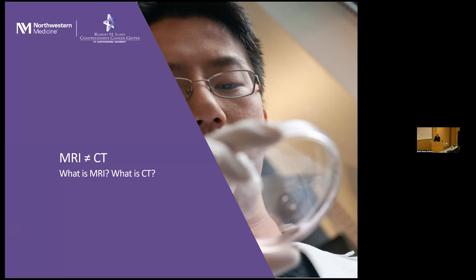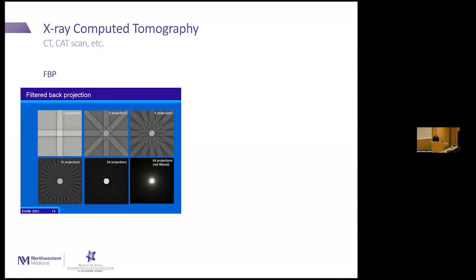So a lot of times people mix up MRI and CT. MRI is magnetic resonance imaging. CT is computed tomography. So just very quickly, what is CT? CT is a series of X-rays that are taken as the gantry rotates around the sample. So you typically have an X-ray tube on one side and a camera on the other side, and it rotates around and takes a 2D X-ray, and those are referred to as projections.